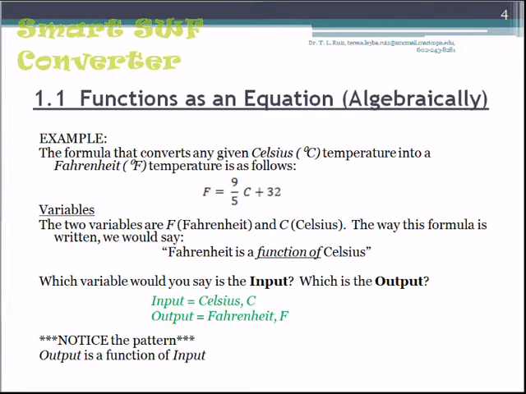In order to look at a function algebraically, we need an equation. In this example, we will use the formula that converts any given Celsius temperature into a Fahrenheit temperature using the equation F equals 9/5 times C plus 32. There are two variables in this equation. F is for Fahrenheit and C is for Celsius. The way this formula is written, we would say that Fahrenheit is a function of Celsius. Please note that pattern, "is a function of." Which variable would you say is the input? Which is the output? The input variable is the Celsius, the output is the Fahrenheit. Notice the pattern that the output variable is a function of the input variable.